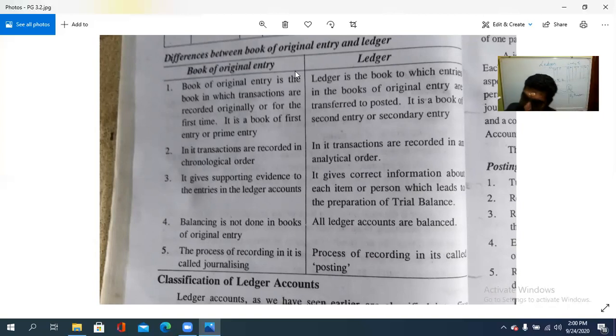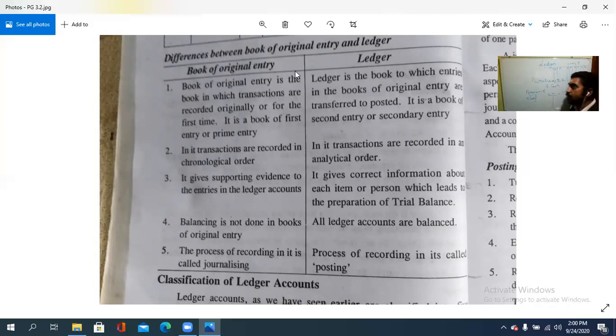Upon that, we take all these balances, we prepare all the ledger accounts. Then we are finalizing it by balancing it. After balancing it, based on the balances, we are preparing the trial balance. Balances of the ledger accounts are called the trial balance. So that is the correct information about each item or the person that leads to the preparation of the trial balance.